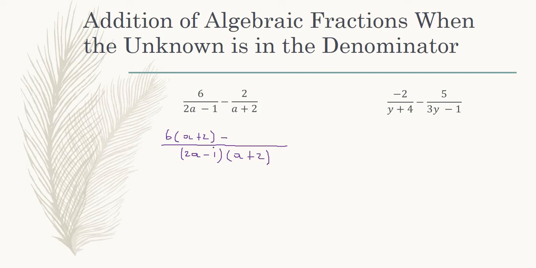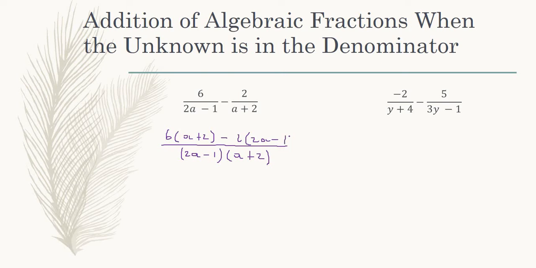Now, we're going to take a plus 2 to divide our common denominator. Clearly, a plus 2 will cancel out a plus 2. So what we're left back with is 2a minus 1. I'm going to take this 2a minus 1 to multiply 2. So it's going to be 2 times 2a minus 1.